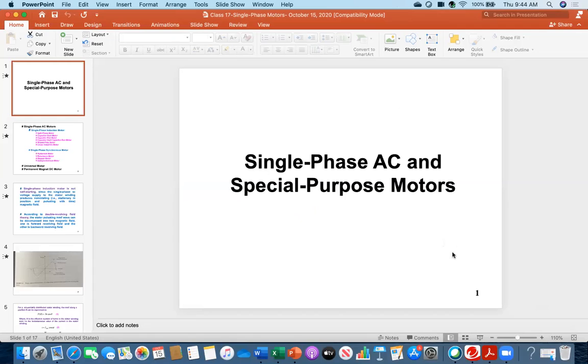Okay, so today we will be discussing single phase AC and special purpose motors. So far we discussed the three phase system, three phase induction motor, three phase synchronous motor, three phase synchronous generator, and then DC motor, DC generator. But from now on, we will be looking at single phase AC motors. At our home, mostly all of the loads are single phase systems. And there are special purpose motors.